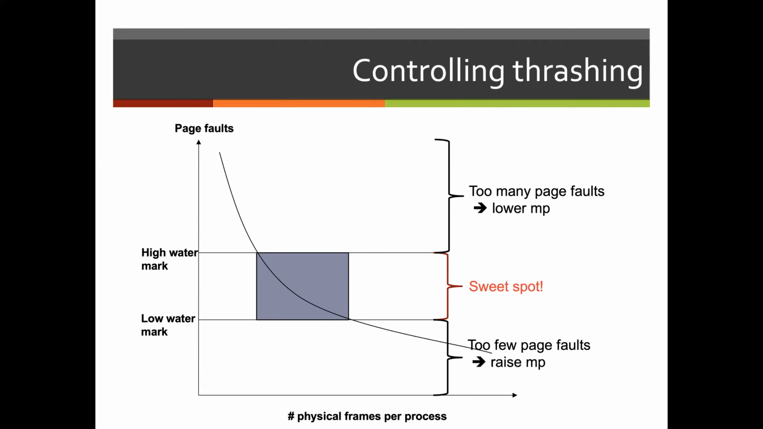As page faults increase, we want to find a sweet spot between a number of page faults that might be too much versus a number that is too low. The sweet spot represents the point at which there is a balance between too many page faults and too few page faults. If we have too many page faults, we need to lower our memory pressure. And if we don't have enough page faults, we need to raise our memory pressure so that we can find the perfect balance between those.